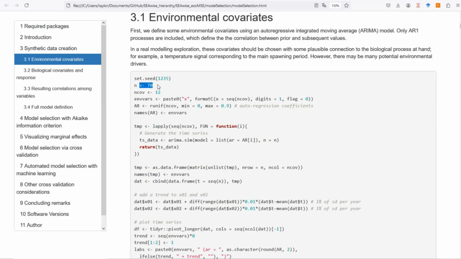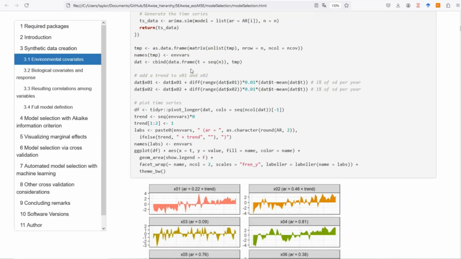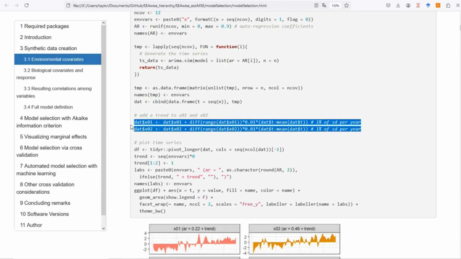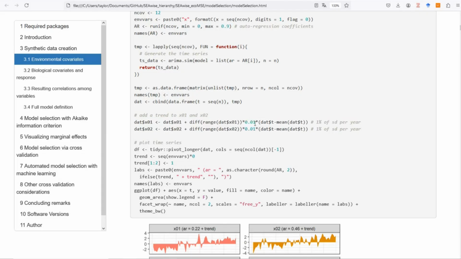Here, I'm going to generate 70 years of data. I'm going to generate 12 covariates, and I'm just choosing randomly what their degree of autocorrelation is going to be. Maybe one additional change I did as well is to add some trends to 2 of these 12 covariates. So on X01 and X02, I have this additional long-term trend in the data.